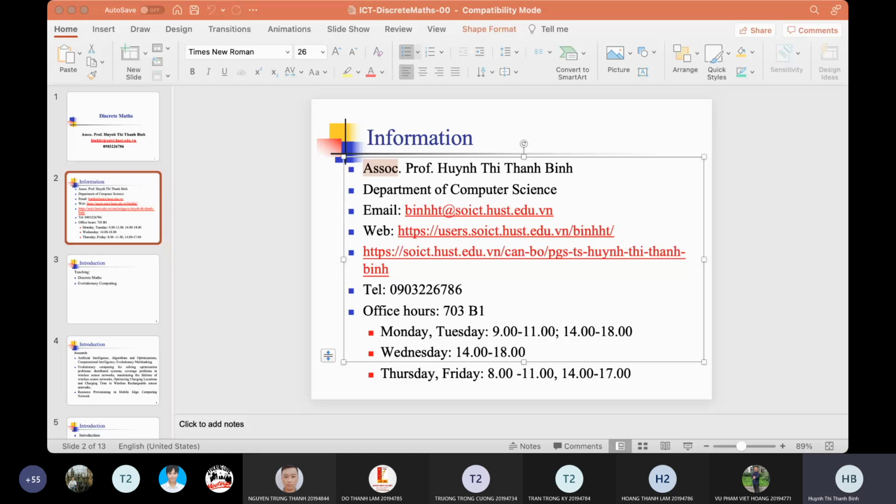13 or 14 groups, and we'll do this research topic, and you will give a presentation at the end of this semester, and then you will get the midterm examination. How to do the research project?